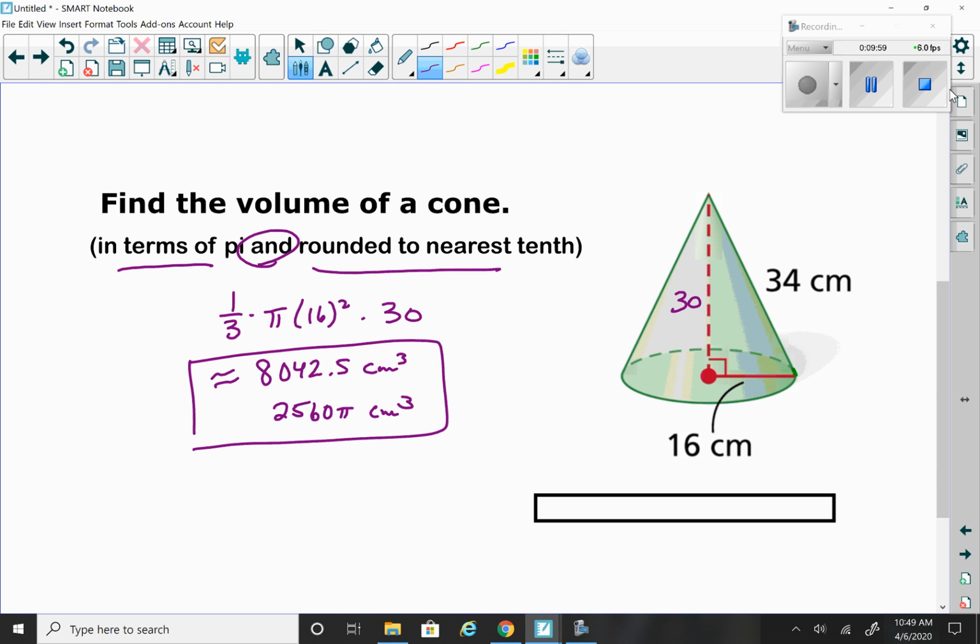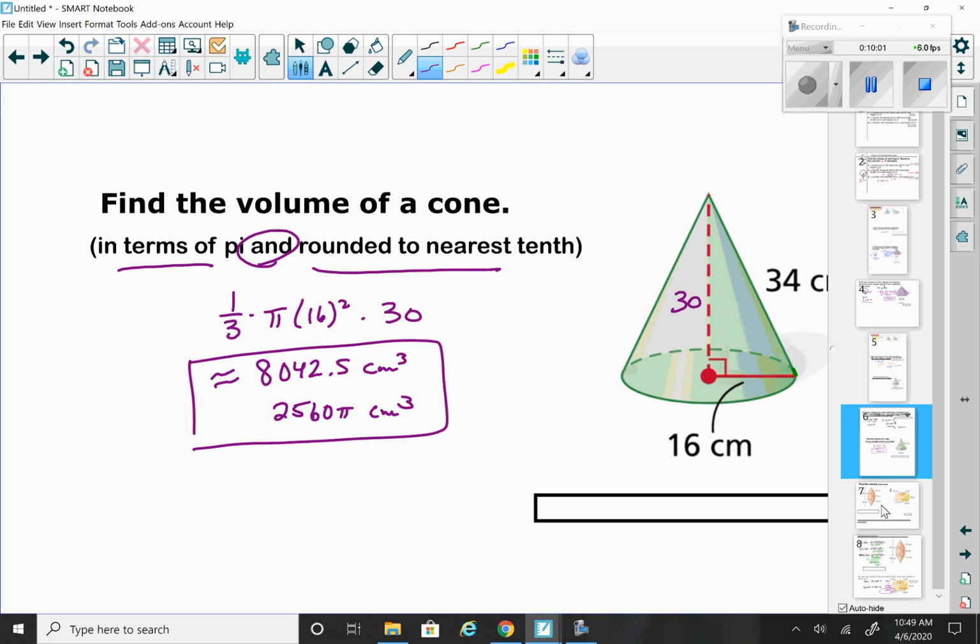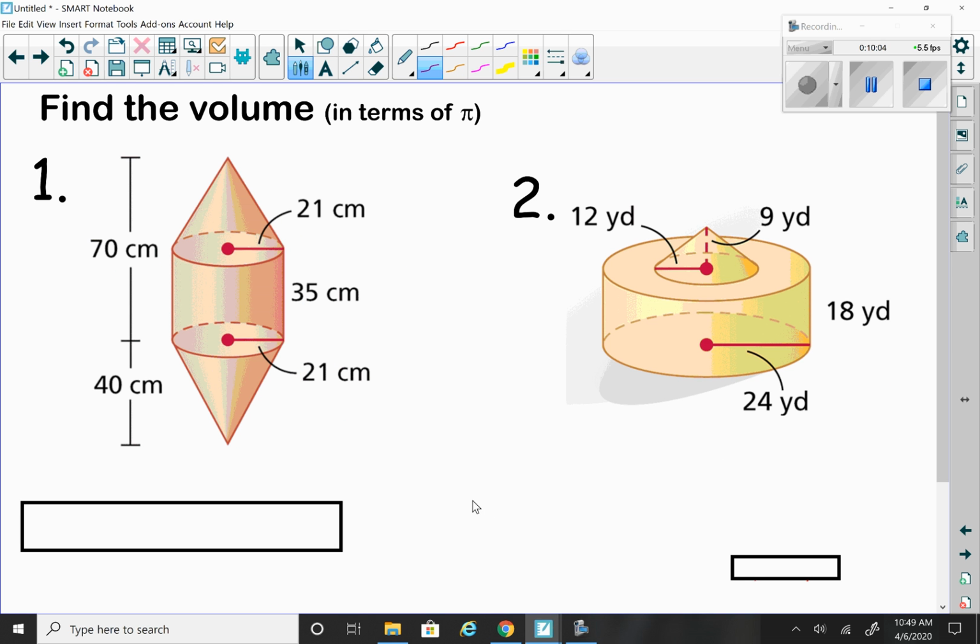Okay, finally, my last couple problems here are on composite figures. There are two different composite figures, and I'm going to have you practice finding the volume of each. It's real easy to find the volume of composite figures. You just find the volume of each shape and add them together. Like in number one, you would find the volume of the cone on the top, the cylinder in the middle, and then the cone on the bottom, and add those three volumes together. Or like in number two, you're going to find the volume of the cone on the top and then add it to the volume of the cylinder. So go ahead and pause the video and see if you can find the volume of each shape.